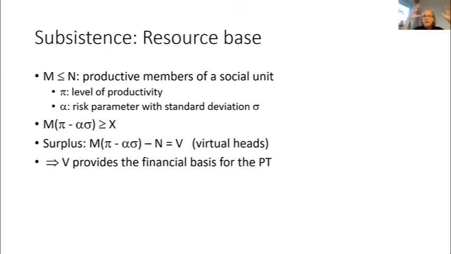And if you subtract the number of people who are actually living in the society from the overall amount of food that is gathered, measured in subsistence minima, then the result might not be zero, but might be greater than zero. And this is what is called virtual heads in the theoretical framework. And these virtual heads provide a financial basis for these power territories, for these hierarchical positions, which can then serve other means than just gathering food in the wood.